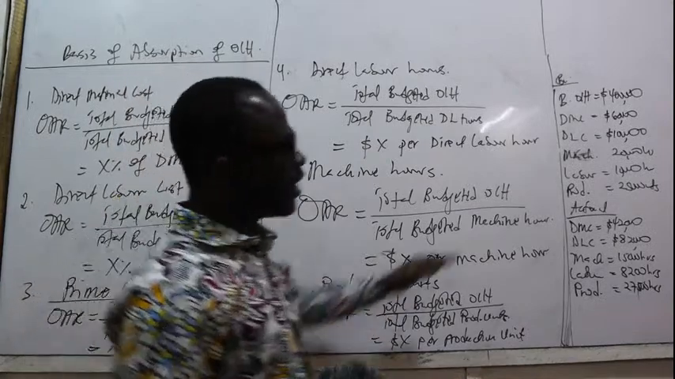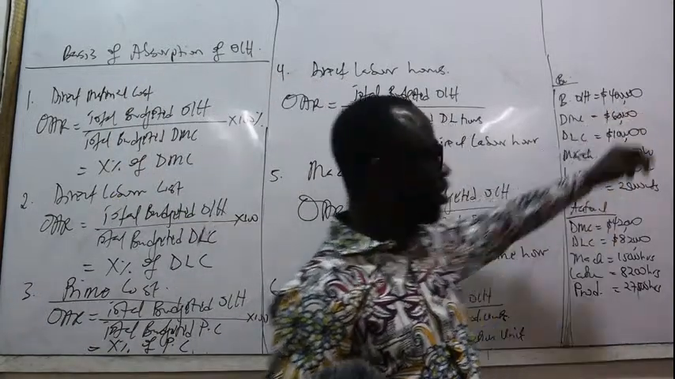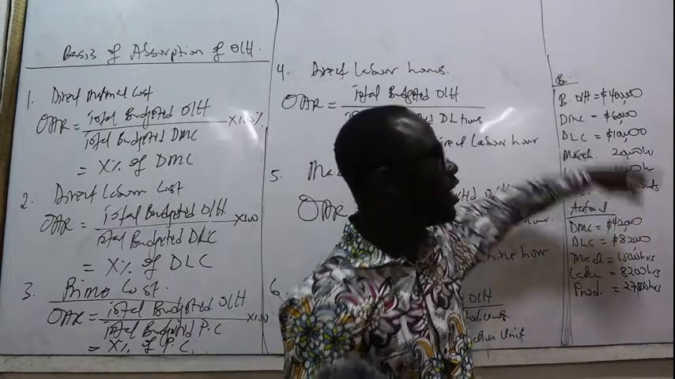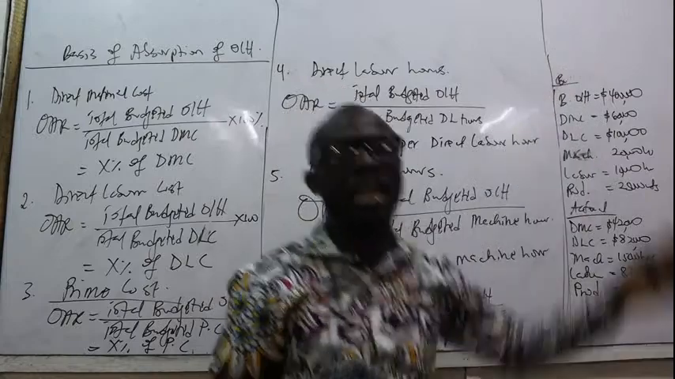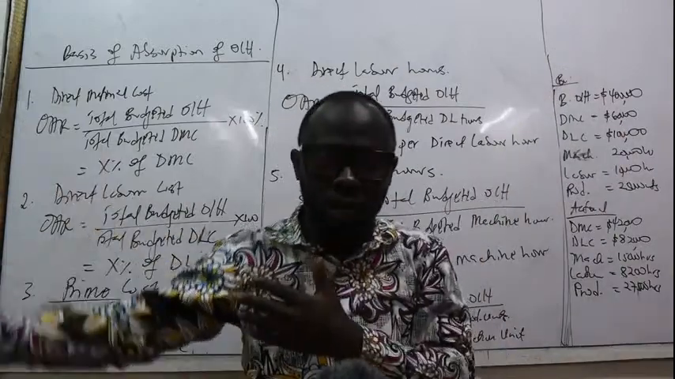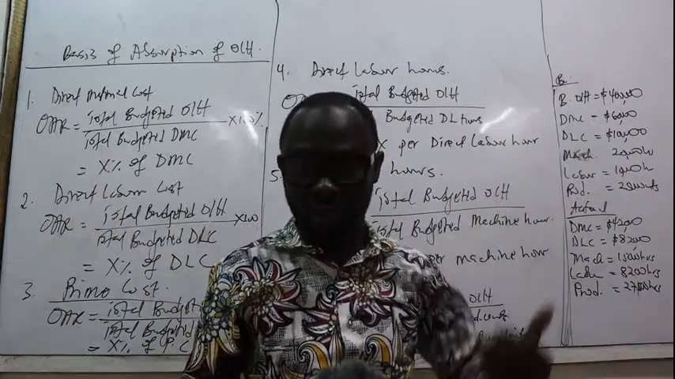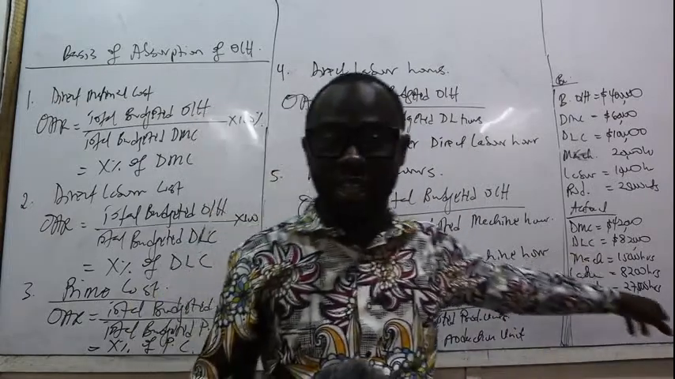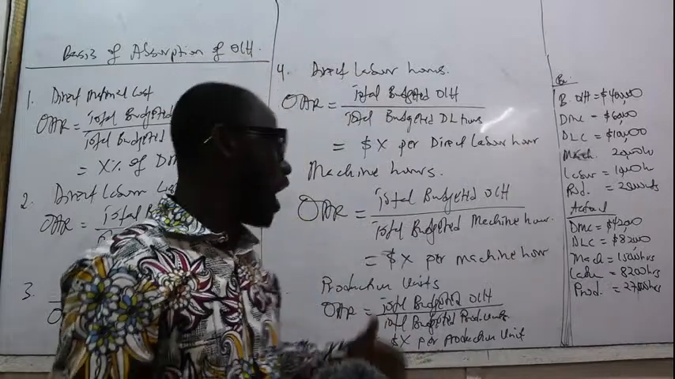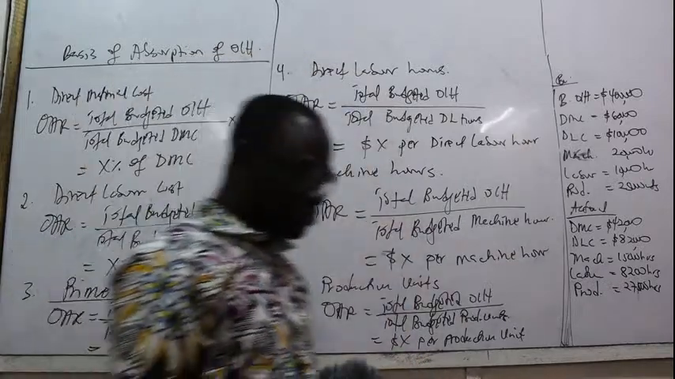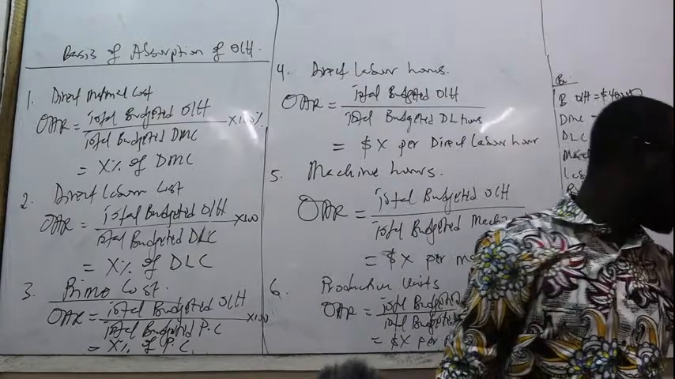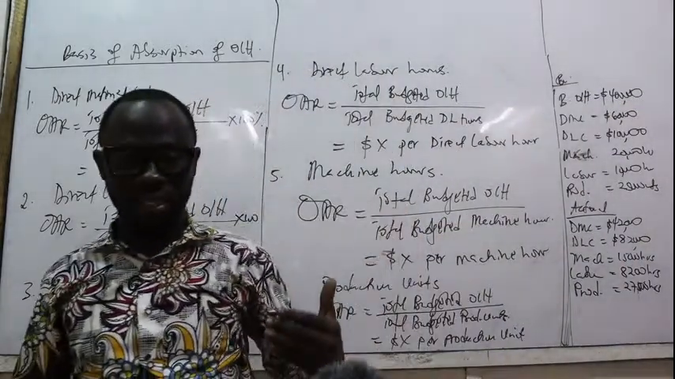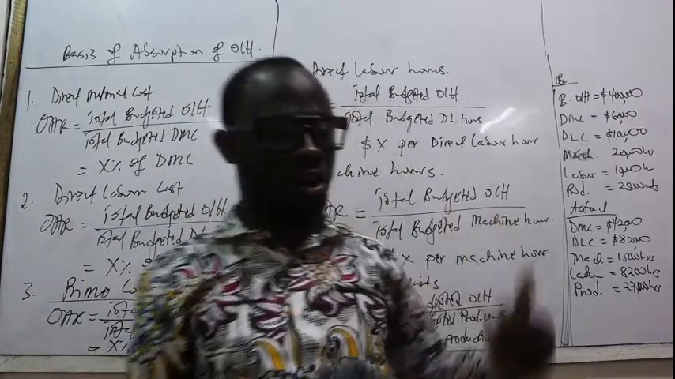So in this case, it's going to be 400,000 divided by 25,000, which is the budgeted units. Then we'll get our rate. Then to get the actual overheads that we are going to be absorbing for the product, for the period under consideration, we'll multiply that by the actual units of 27,500. So these are the 6 bases of absorption of overheads.